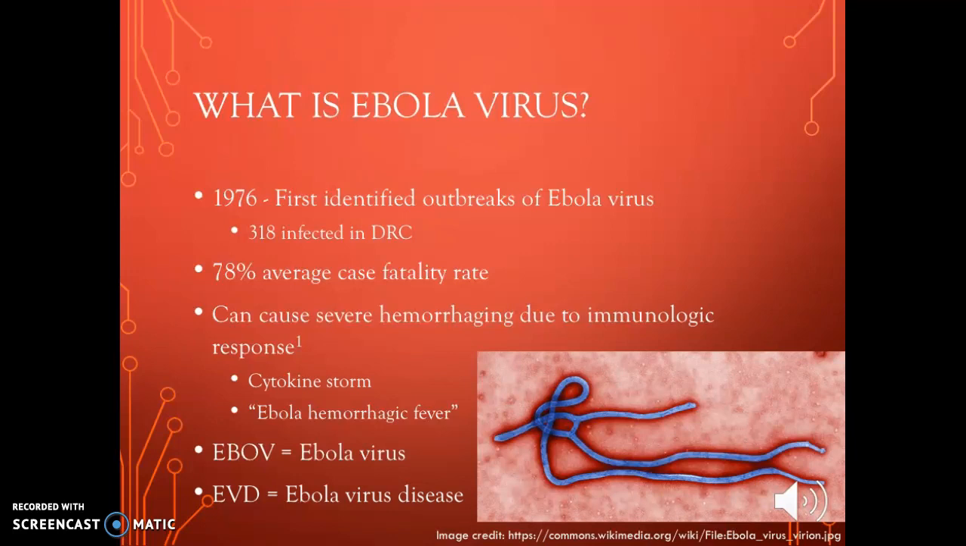There's a 78% average case fatality, and one of the main reasons is due to organ failure. Hemorrhaging as well as severe hypovolemia both cause the organ failure. But in the case of hemorrhaging, the reason that occurs is because of what is known as a cytokine storm. That is, so many cytokines are released into the body by the body's own immune system that the integrity of blood vessels starts to break down, and so hemorrhaging becomes very common.